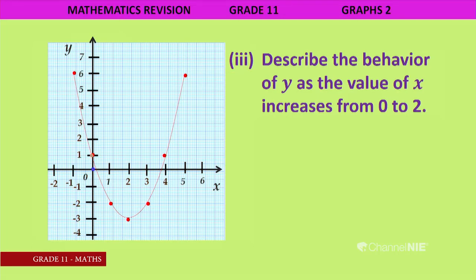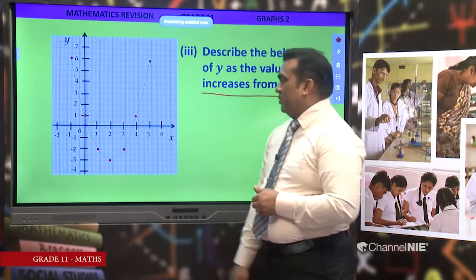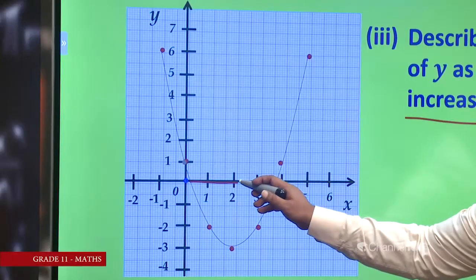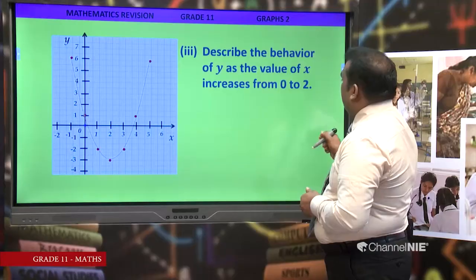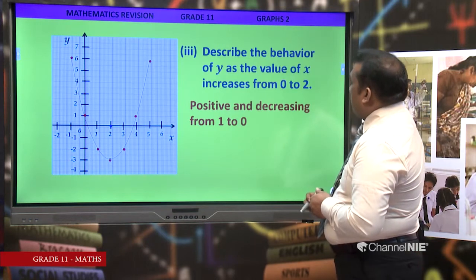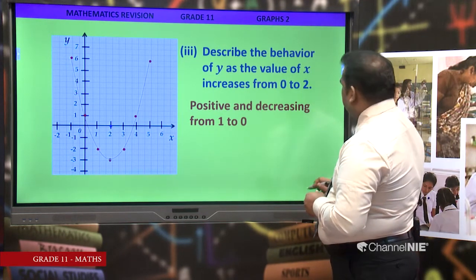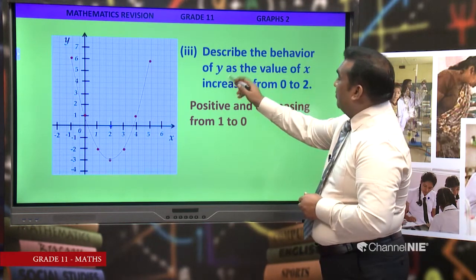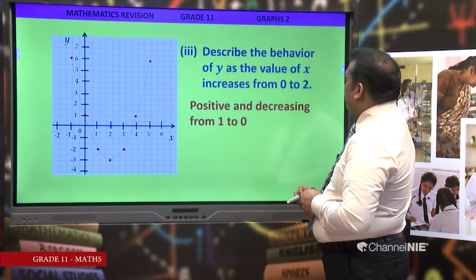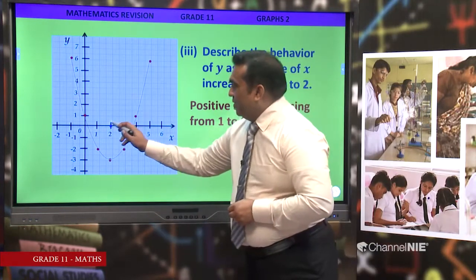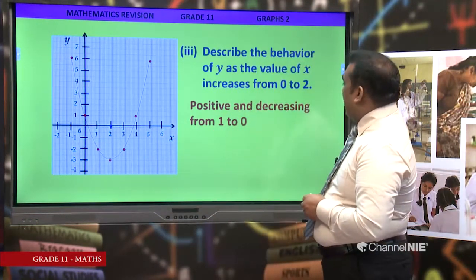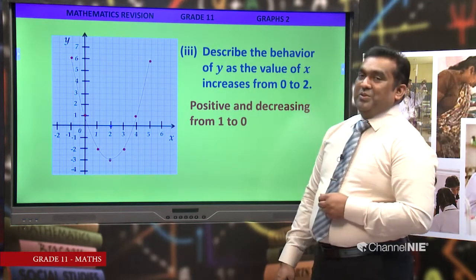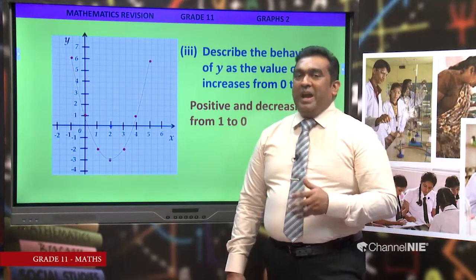Describe the behavior of y as the value of x increases from 0 to 2. X increases from 0 to 2. It means they ask about this range. Yes, how to describe? Here 0, here 2. You can see positive and decreasing from 1 to 0. Positive and decreasing.